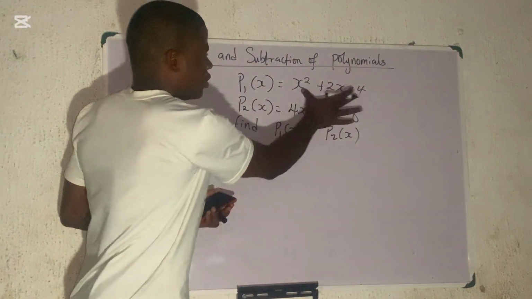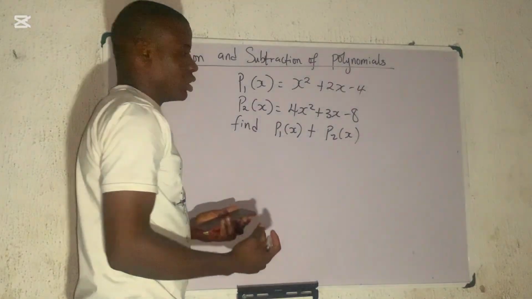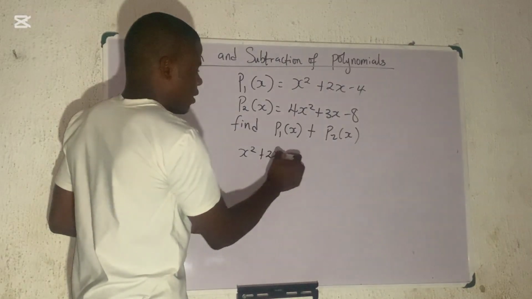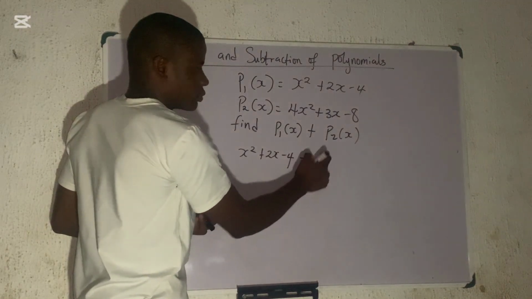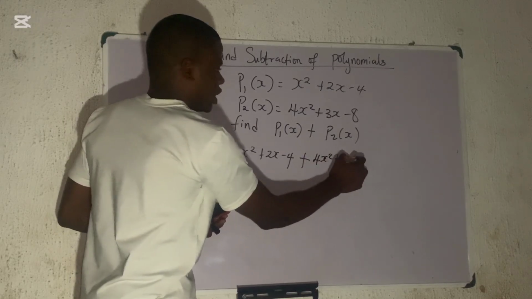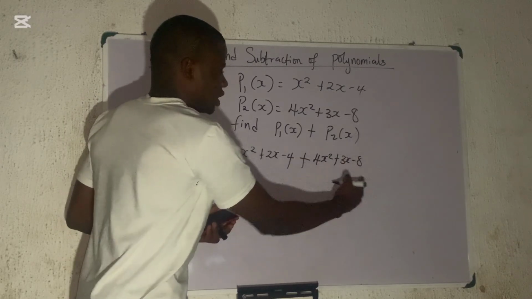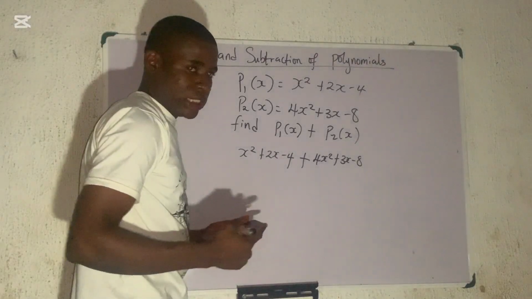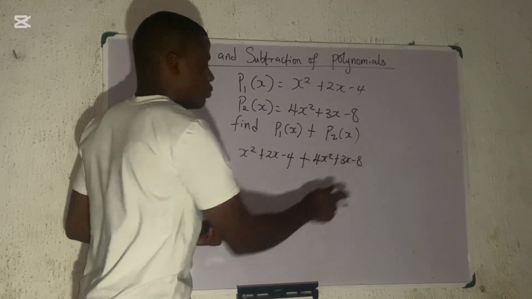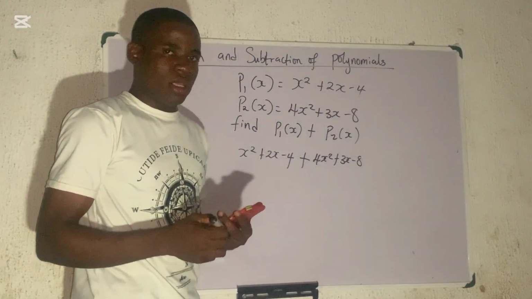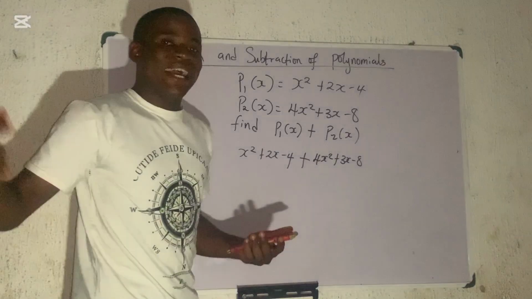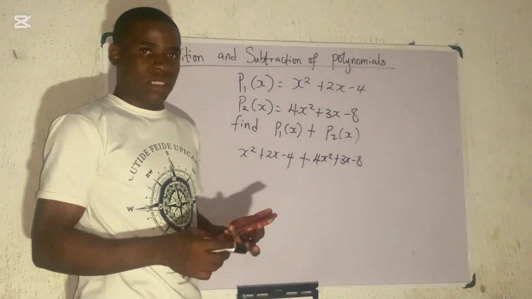This is very simple. P1 of x, we already know it. P2 of x, let's solve it together. So I have P1 of x, that's x squared plus 2x minus 4, then plus P2 of x, which is 4x squared plus 3x minus 8. I would have put this in brackets, but do you know why I left it? Because the operation before them is plus. Even if I put it in brackets, plus will not affect anything. But had it been minus, I would have put everything in brackets because minus would definitely affect each and every one of the signs. Does it make sense?